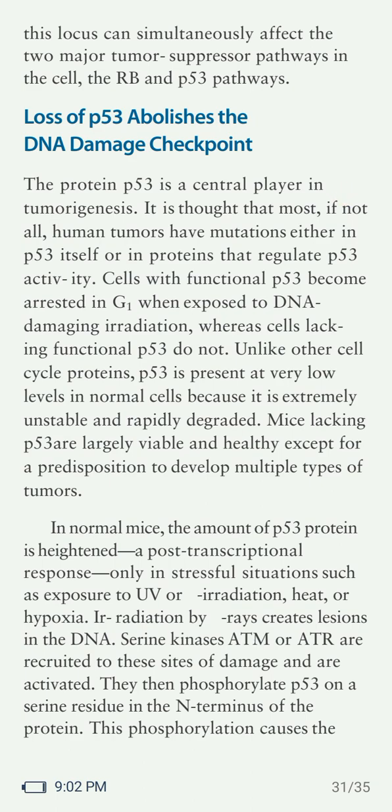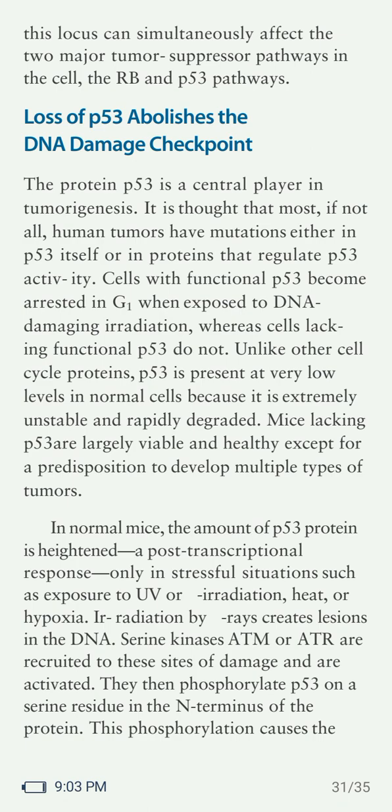The protein p53 is a central player in tumorigenesis. It is thought that most, if not all, human tumors have mutations either in p53 itself or in proteins that regulate p53 activity. Cells with functional p53 become arrested in G1 when exposed to DNA damaging radiation, whereas cells lacking functional p53 do not. Unlike other cell cycle proteins, p53 is present at a very low level in normal cells because it is extremely unstable and rapidly degraded. Mice lacking p53 are largely viable and healthy except for the predisposition to develop multiple types of tumors.